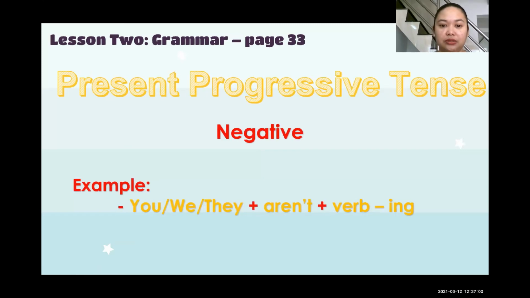Another example. If we use the pronouns you, we, and they, of course, we need to use also our be verb, are, plus the negative form, not. We use the short form, are and not, aren't, plus the verb in ing form. Let's read. We aren't sailing.